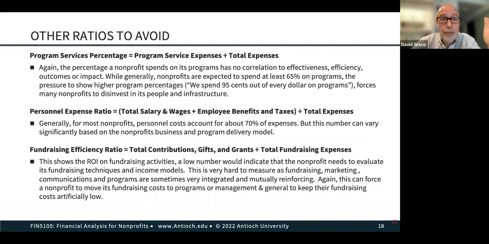And again, there's a whole bunch of, I think, similar ratios to that. There's something called program services ratio, which is pretty much the opposite of that. Instead of looking at how much you spend on fundraising and management, how much do you spend on programs? It's kind of the flip or the inverse of that. So if you spend 30% on management and fundraising, that means you're spending 70% on programs.